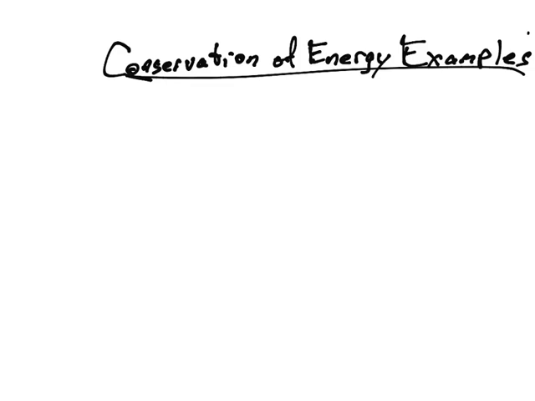All right, so let us do some example problems for conservation of energy. First of all, let's remember what the conservation of energy equation says. It says that the initial kinetic energy plus the initial potential energy of the system must be constant. So that means it's the same as the final kinetic energy plus the final potential energy of that system.